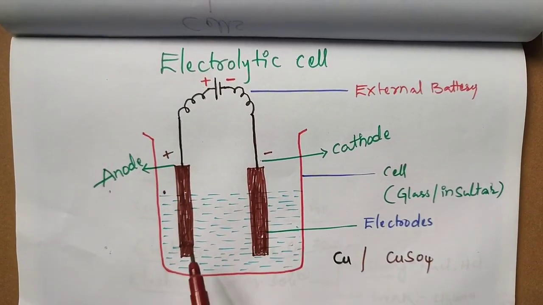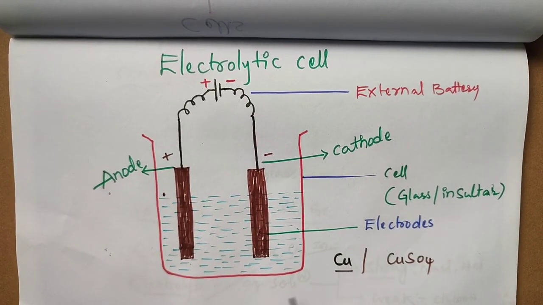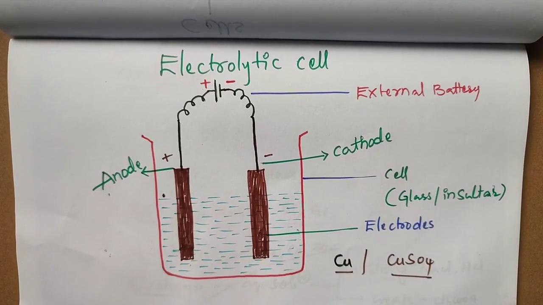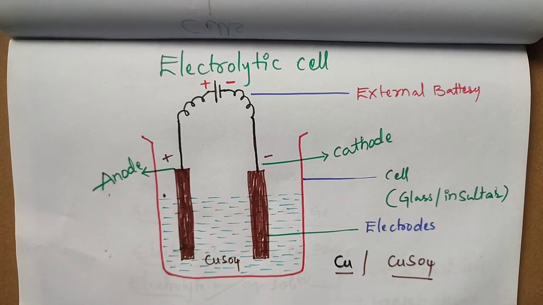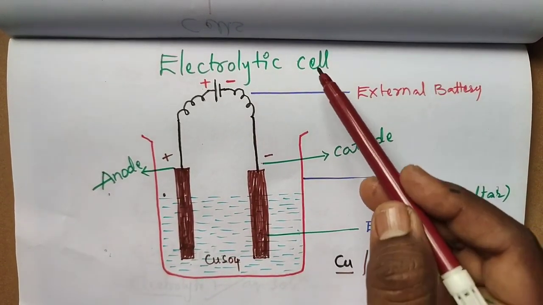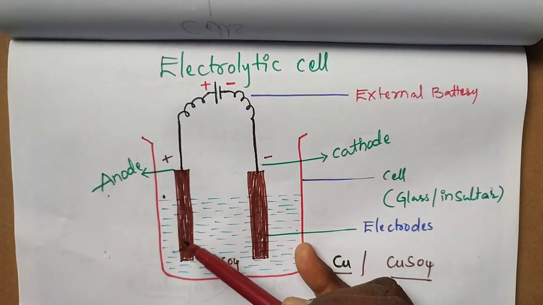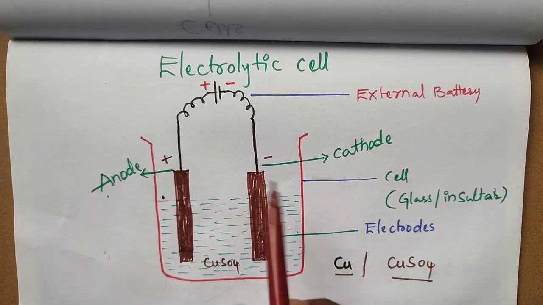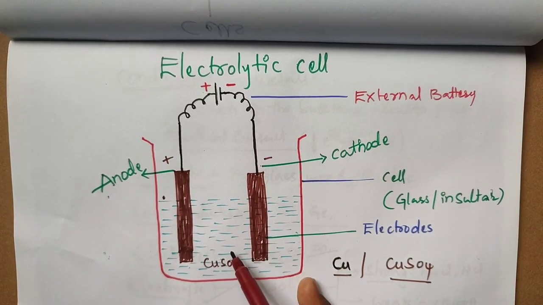This electrolytic cell contains two electrodes made with copper material, and the electrolyte is its salt solution. This is CuSO4, copper sulfate, and this is copper. This is also copper. By applying external electrical energy to this, the reaction takes place. The chemical reactions take place in this cell.